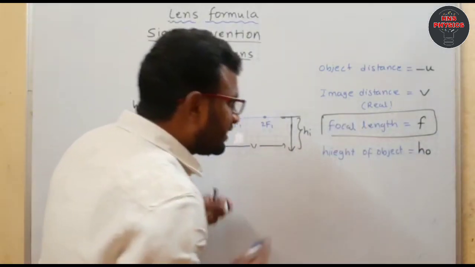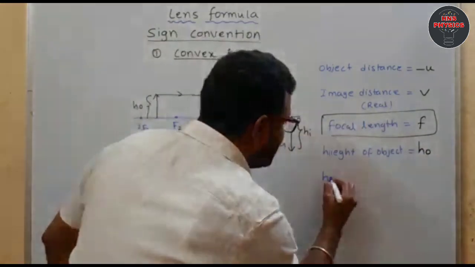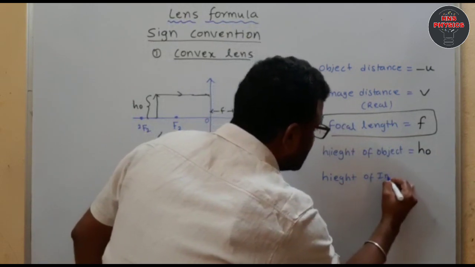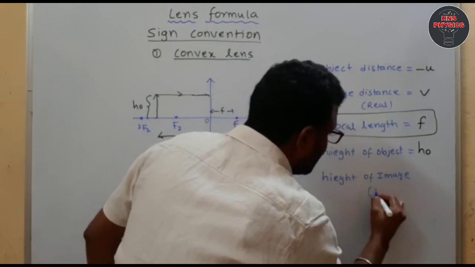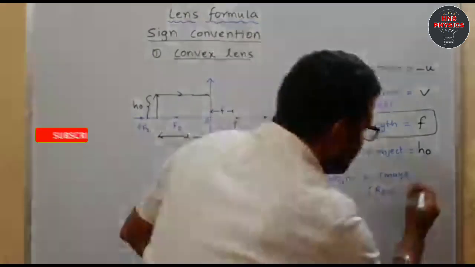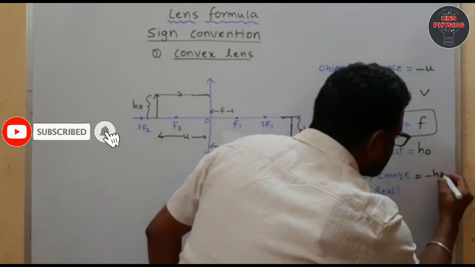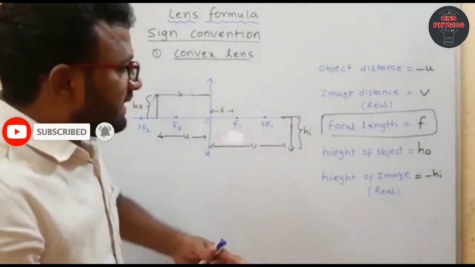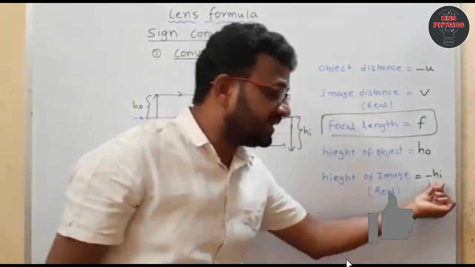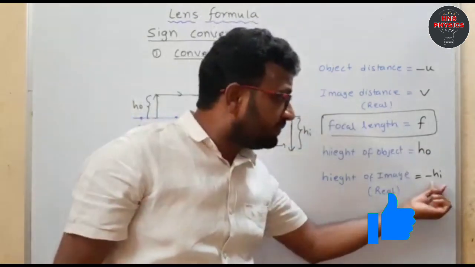Next, height of image. Here, for a real image, the height of the image will come negative. All the distances measured below the principal axis you can take as negative. So for a real image it will come negative.